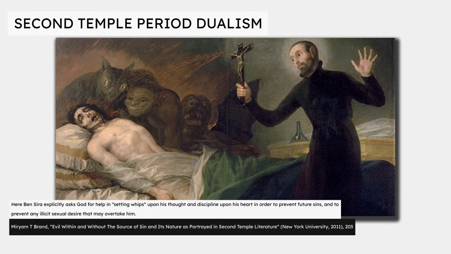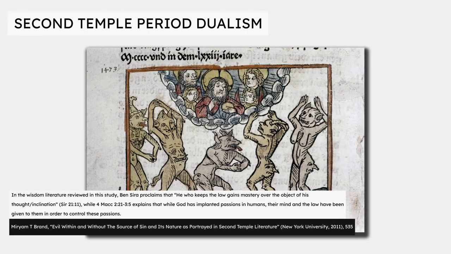As an example, Brand cites a passage from Ben Sira in which he "explicitly asks God for help in setting whips upon his thought and discipline upon his heart in order to prevent future sins." The third way of avoiding sin in forensic dualism is the reading and observance of the law of Moses. Brand quotes Ben Sira's words, "He who keeps the law gains mastery over the object of his thought or inclination." And Brand adds, "While God has implanted passions in humans, their mind and the law have been given to them in order to control these passions."